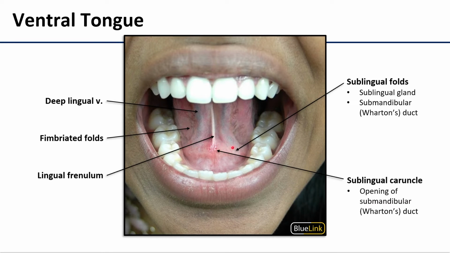Medial to those, we have this dark stripe. These are the deep lingual veins that are visible through the mucosa here. And the reason they look so dark is that they're very superficial from this angle. So they're sitting just beneath that mucous membrane. You can take advantage of this placement when you're administering medication. So medicines that are given sublingually will absorb into the bloodstream very quickly thanks to those veins' proximity to the surface.